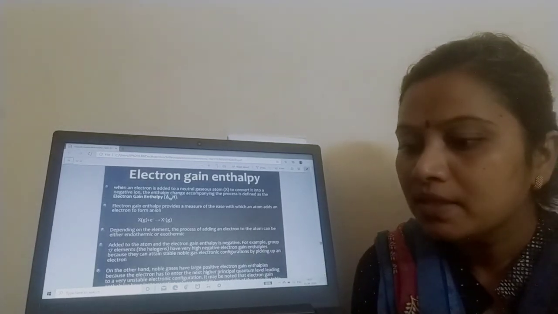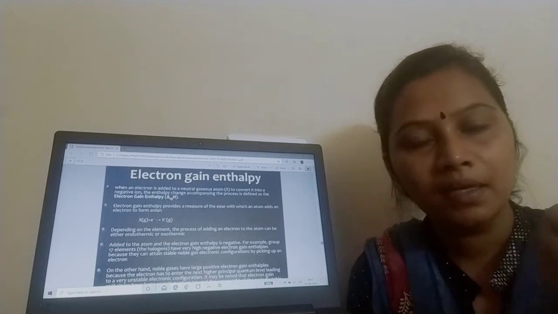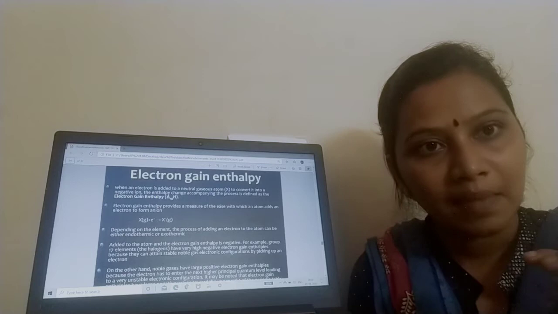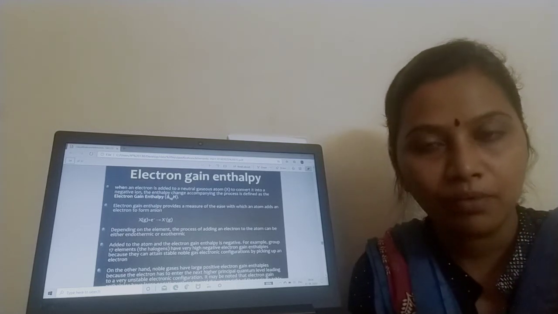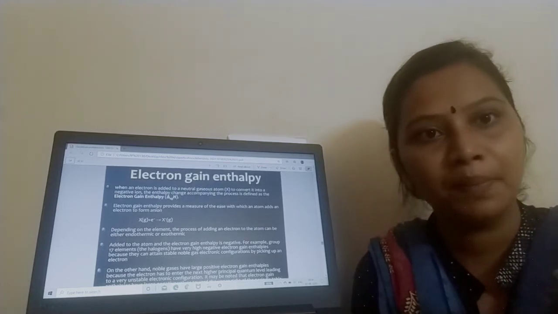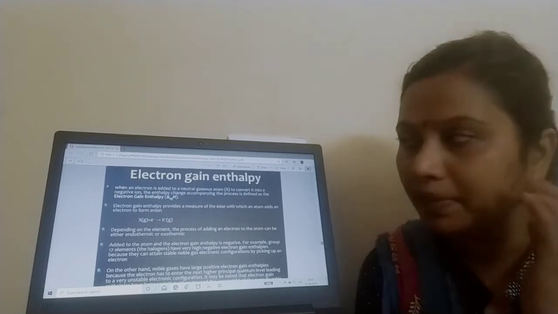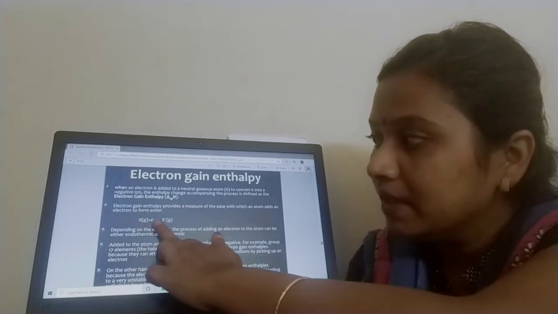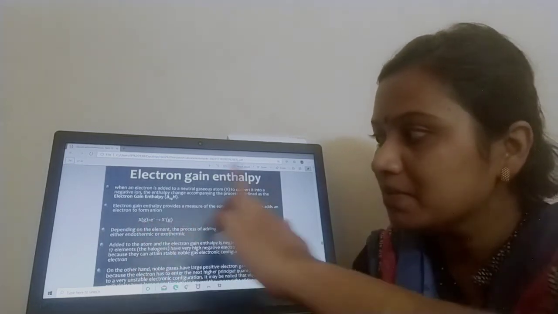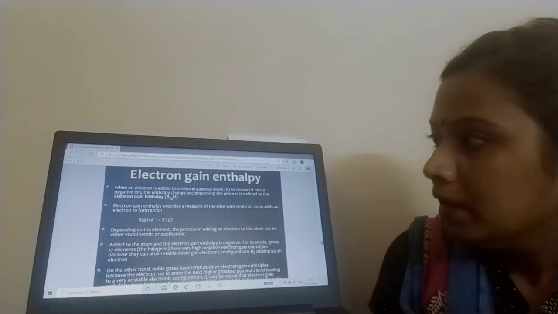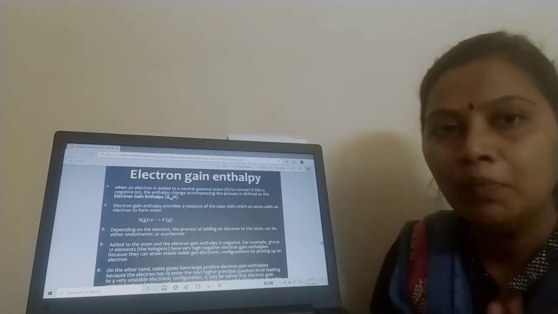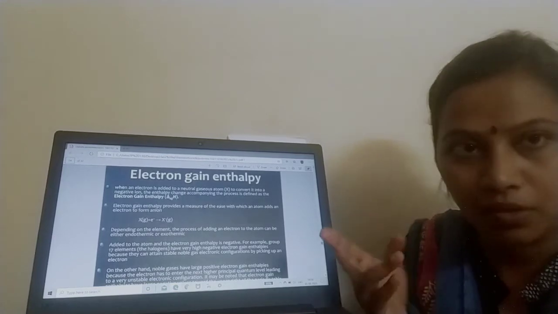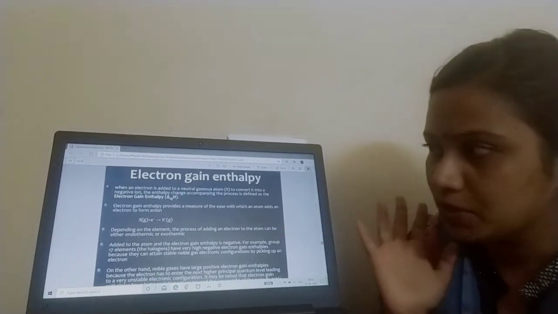Entropy is nothing but absorbing heat energy from the surroundings, so the surroundings become cool. And what is enthalpy? Liberation of heat to the surroundings such that the surroundings' temperature is increased. Now this is a reaction: I am a neutral atom X, and it gains an electron, so it becomes X minus. Depending on the type of element, the process can be endothermic or exothermic. Just now I explained endothermic and exothermic.